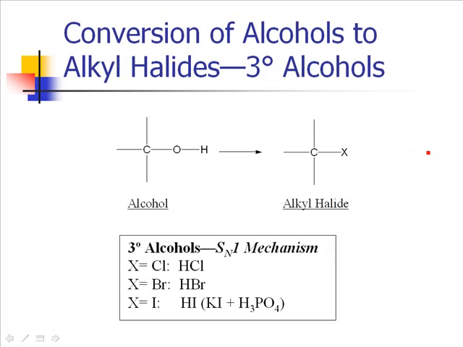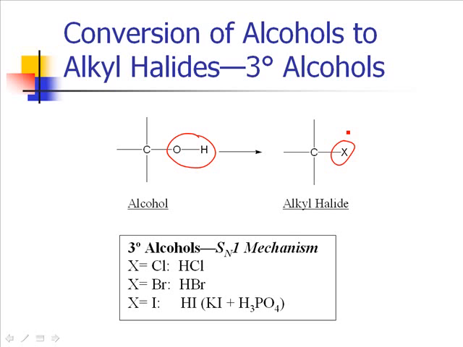Let's look how we can use that reaction to actually replace the OH group of an alcohol with an X and form an alkyl halide as the product. So if we react a tertiary alcohol with HCl or with HBr or with HI, hydriodic acid, we can replace the OH group of the tertiary alcohol with the X group of our halogen. X equals chlorine, Cl, Br, or I.